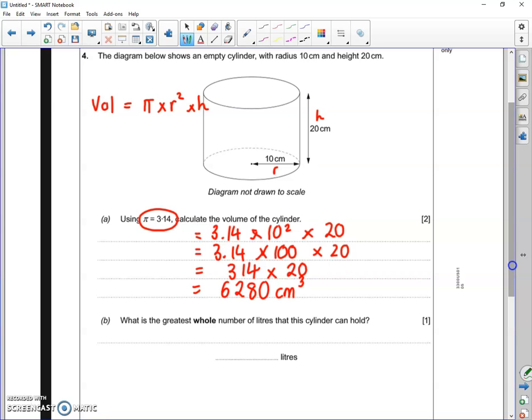What is the greatest whole number of litres that this cylinder can hold? So the conversion you'll need is that 1 litre is equal to 1,000 centimetres cubed. So we can hold 6 whole litres. There's a little bit of extra room, but not enough for a 7th whole litre. So we can hold 6 whole litres, that's 6,000 centimetres cubed.